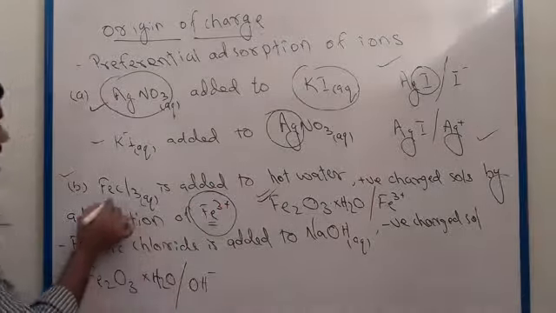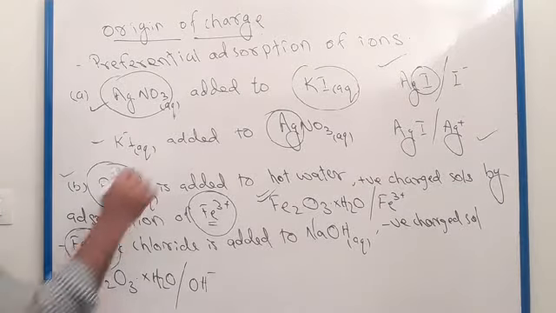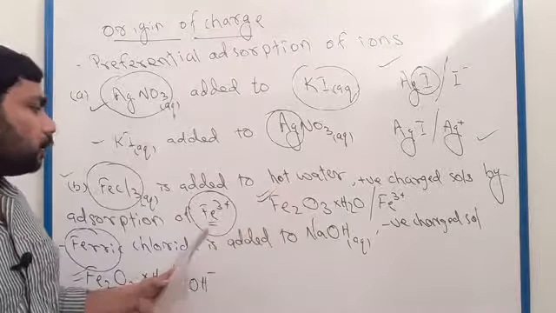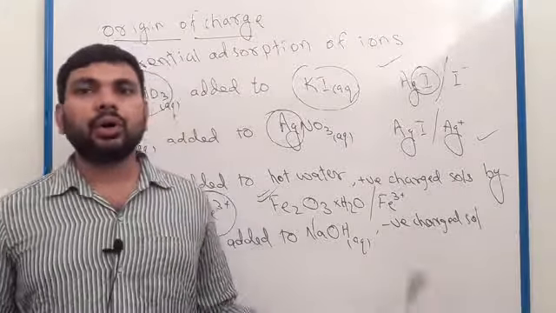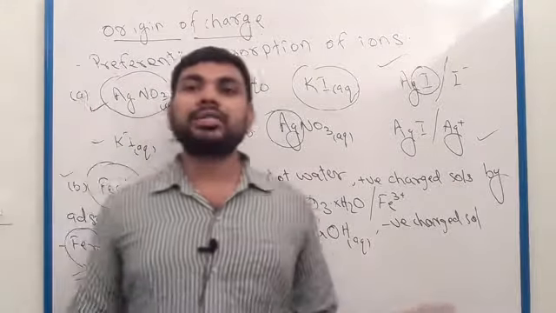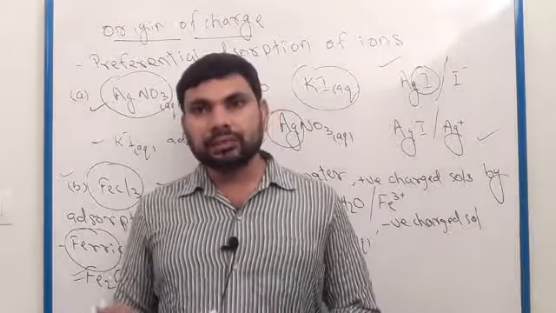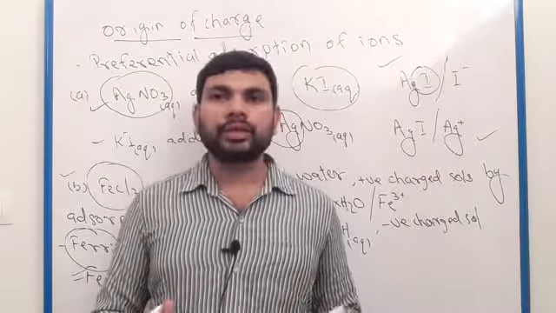You are adding the same thing, ferric chloride, but the situation is different. Here you added to hot water, here you added to aqueous NaOH. So depending on the situation, colloidal particles adsorb different types of ions and form positively charged colloidal solution or negatively charged colloidal solution.